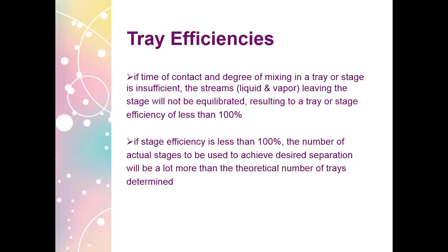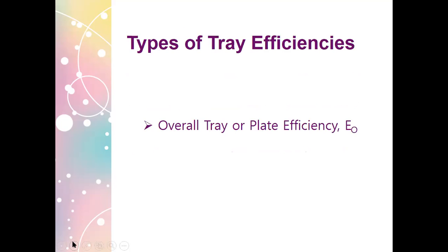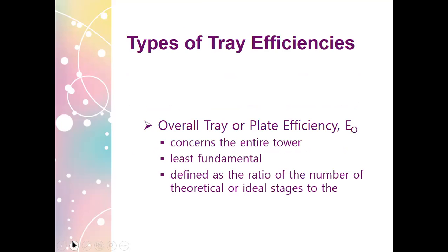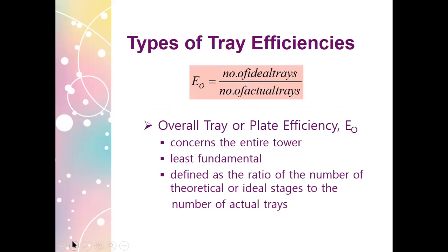Now, if stage efficiency is less than 100%, the number of actual stages to be used to acquire the desired separation will be a lot more than the theoretical number of stages determined, either graphically or analytically. It's because of this efficiency. When we speak of the overall tray efficiency, it simply uses two values: the number of ideal trays, which is your theoretical number of trays, and the actual number being used. So it's just like that.